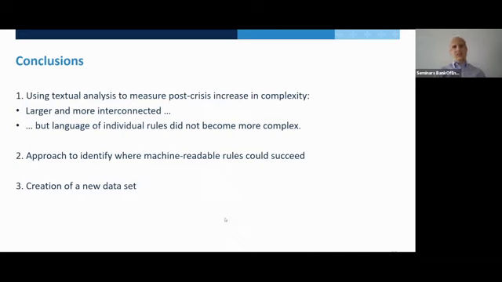So to conclude, we used textual analysis to measure post-crisis increasing complexity. We found that the rules are larger and more interconnected. The language of individual rules did not become more complex, and we developed an approach to identify when machine-readable rules could succeed. And we also created a new data set.